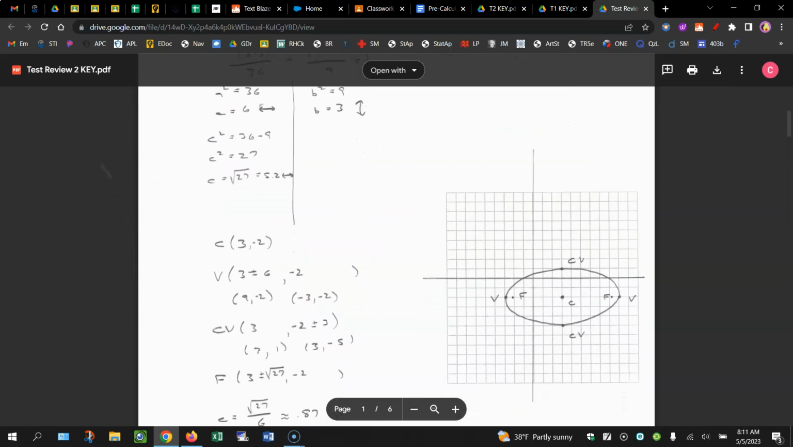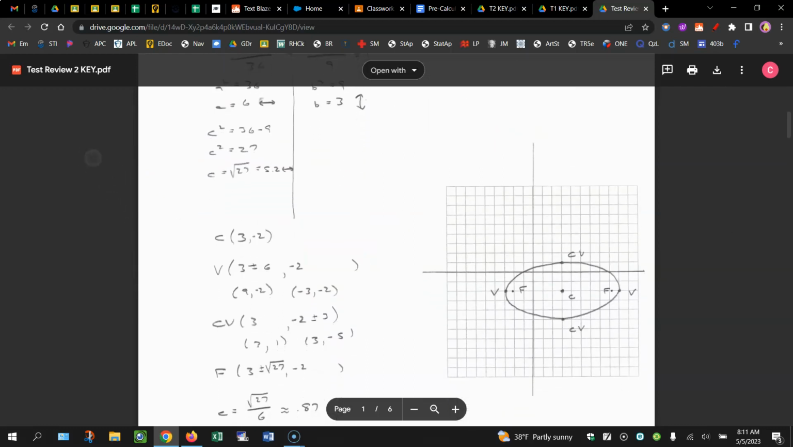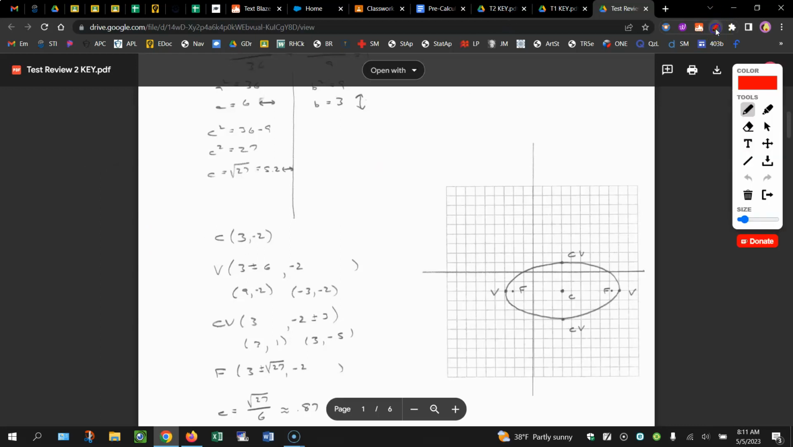And then to get the vertices, you're moving left and right 6. So we're going to take our center and just plus or minus 6 to the x. Co-vertices, you're moving up and down 3, so you're adding and subtracting 3 to the y coordinate. For the foci, you need an exact value. So that square root of 27, you're doing that left and right. So that is you're adding and subtracting that to the x coordinate.